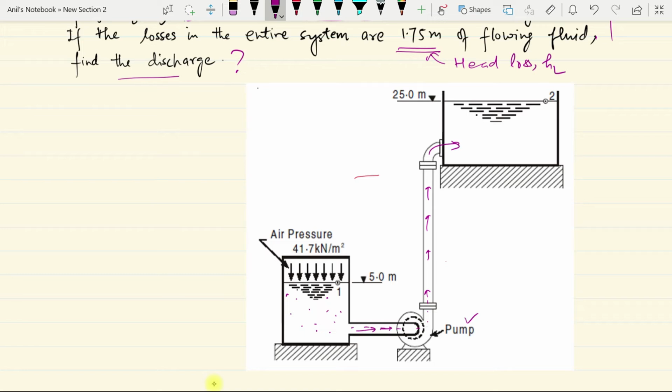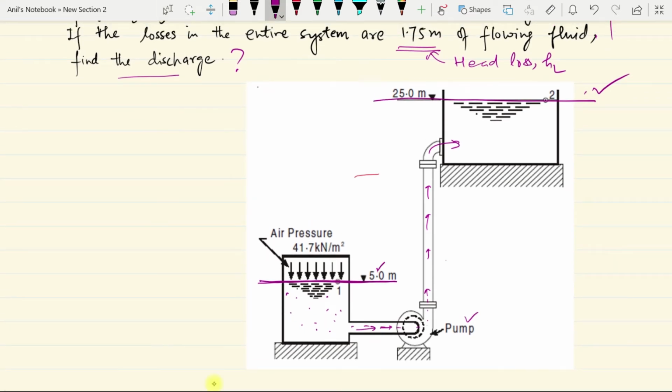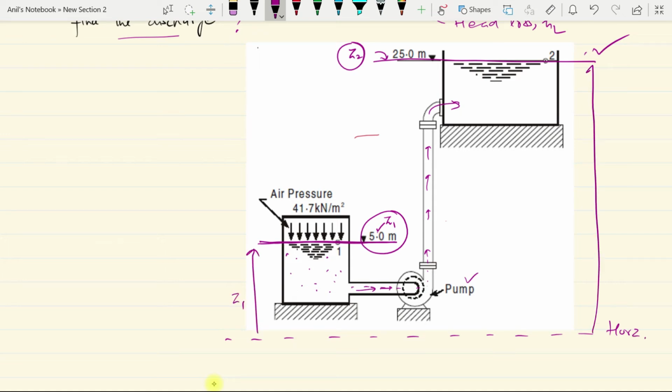So what we have to do here, it's simple. Apply Bernoulli's equation at this level and at this level. So this is the initial level of oil, this is the final level, the level up to which this oil is being raised or being lifted. This is datum head 1, and this 25 is datum head 2 relative to some datum, which can be anywhere, it is just horizontal floor. And this can be 5 meters and this is 25 meters.